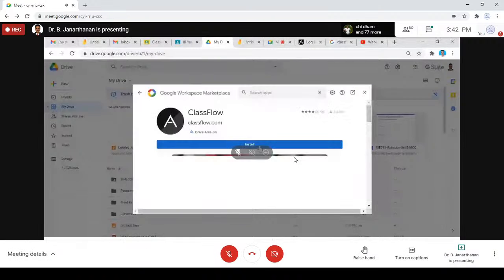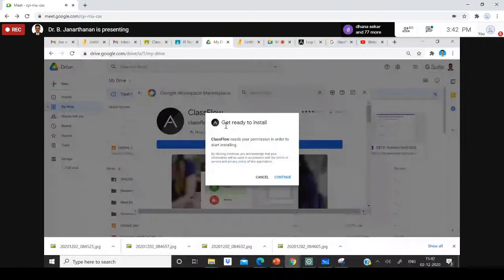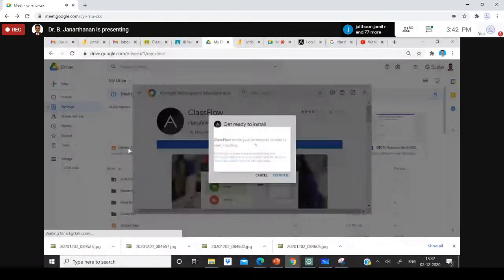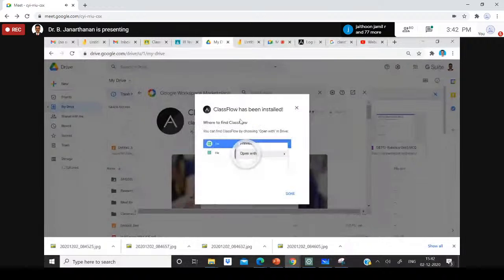Here it is showing many things. Now you type here class flow, then you click on this. Class flow has come now. You click on the class flow, then you say install. It is asking for permission, saying class flow needs your permission in order to start installing. You say continue. Then you give the account which you want to be connected. Then class flow has been installed inside my Google account now.